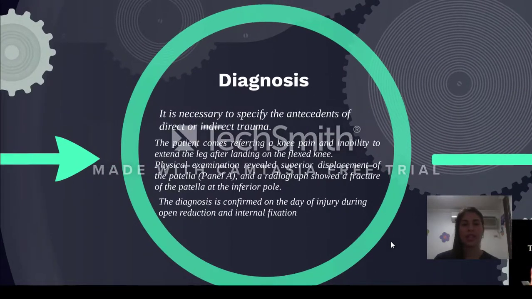As a diagnosis, it is necessary to specify the antecedents of direct or indirect trauma. The patient comes referring a new pain and inability to extend the leg after landing on the flexed knee. Physical examination reveals superior displacement of the patella, and a radiograph shows a fracture of the patella of the inferior pole. The diagnosis is confirmed on the day of injury during open reduction and internal fixation.